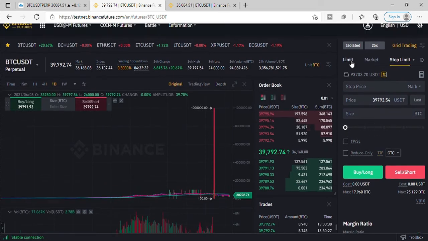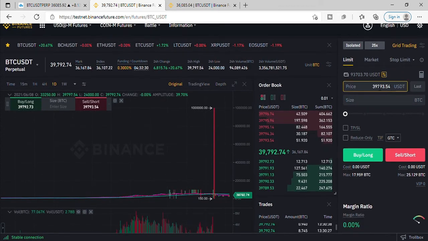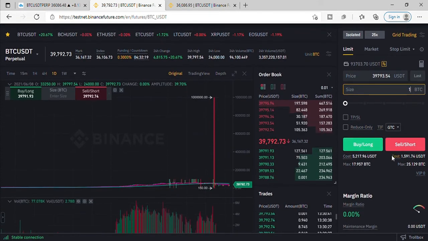So now when you put the price that you'd like to enter in, and then you put the Bitcoin amount that you'd like to use to trade, you see at the bottom it tells you the price that it's going to cost depending on what position you're taking. If you want to buy long, which basically means that you're betting on the price of Bitcoin to go up, that's what buy long means.